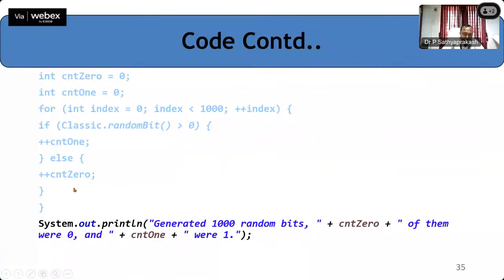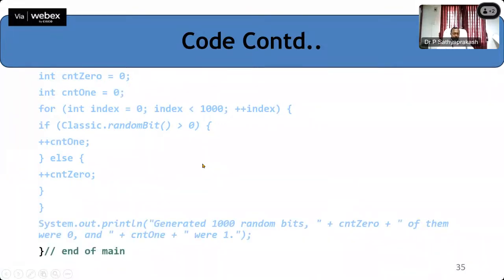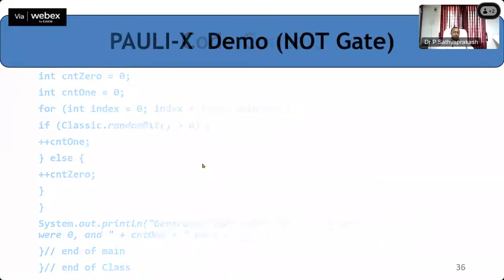Don't worry, this is not pure quantum code as of now. It is a hello world to see how it differs. We are trying to generate 1000 random bits. Among the 1000 random bits, how many are going to be in state 0 and how many in state 1? So that is the end of main, this is sample code.